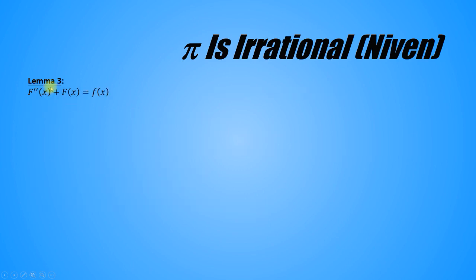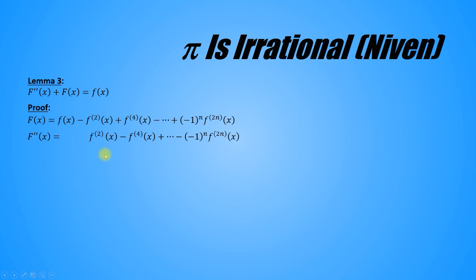Alright, lemma 3. Capital F double prime of x plus capital F of x equals little f of x. The proof is straightforward. We start by writing down capital F of x, and we take the second derivative. So all the derivatives that you see here get pushed up by 2. We don't bother with the derivative of order 2n plus 2 because that's 0. Remember, little f of x is a polynomial function of degree 2n. Now notice something. If we add these 2 expressions together, all these terms are going to cancel each other out, leaving only f of x. And that proves lemma 3.